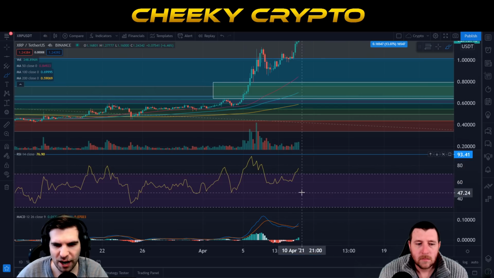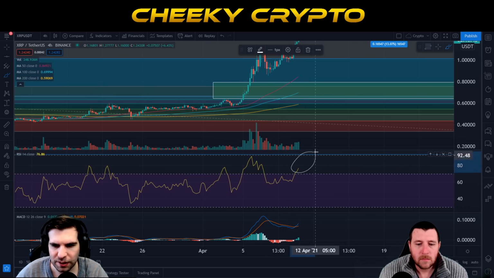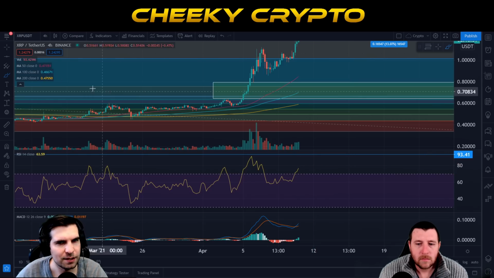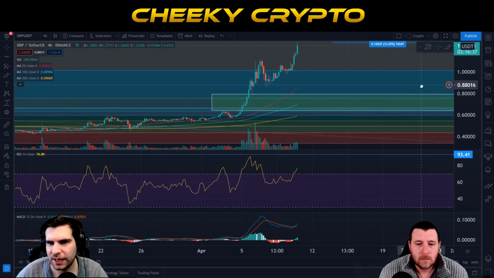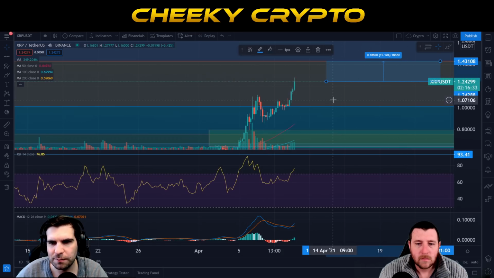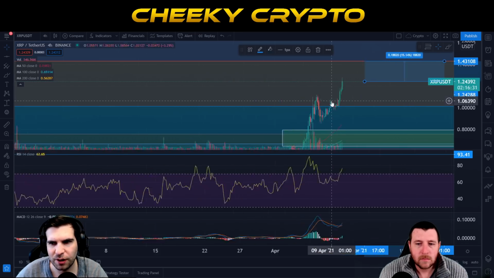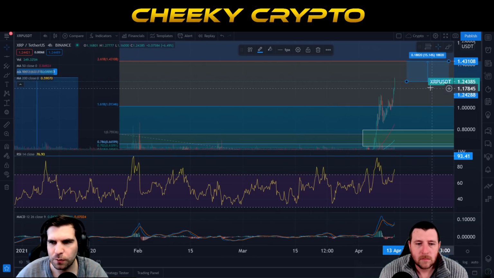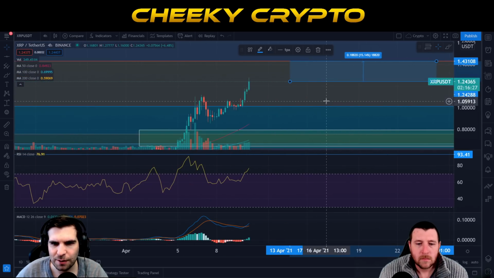The RSI is rallying nicely to the upside. Still plenty of room to head towards that 93.41 on the RSI indicator. And if I go ahead and just pull down here, we can see the price action, right? If I just pull this down, we're about 15% away from our next price target, which comes in at $1.43. So things are really heating up nicely there. So we're going to watch that situation quite closely.